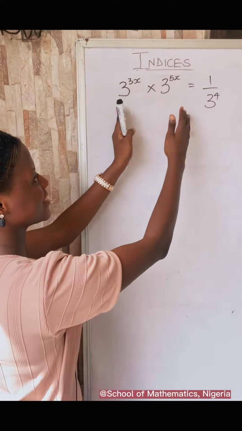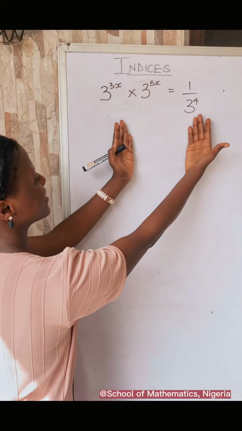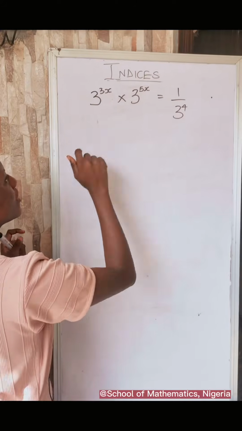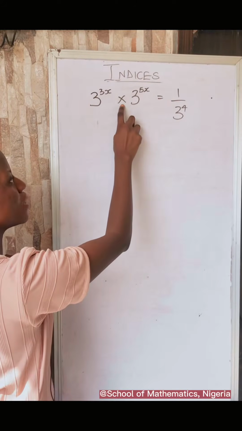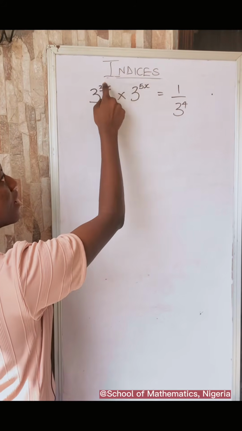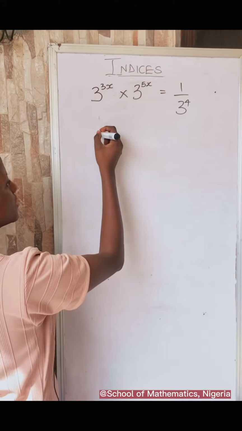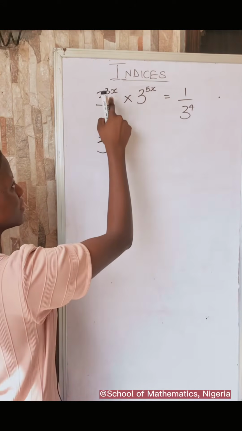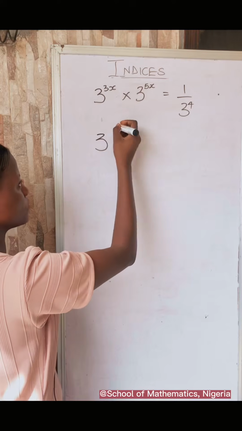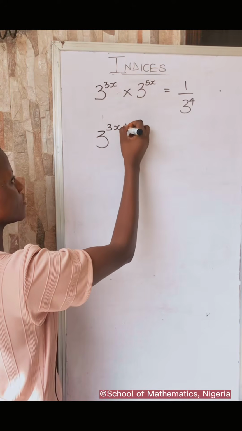So this is our left hand side in case you are wondering, and this is your right hand side. Okay, so here you have the same bases with a multiplication sign in between and your powers. We have a law of indices that says you pick the base and you add your powers due to the multiplication. So we have something like this.